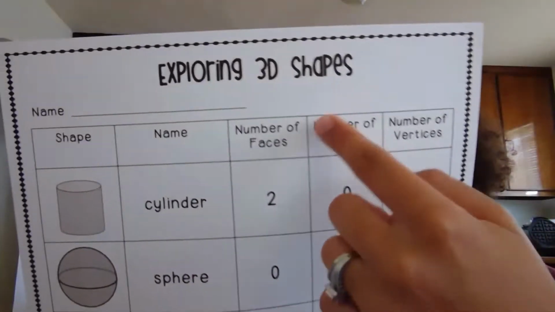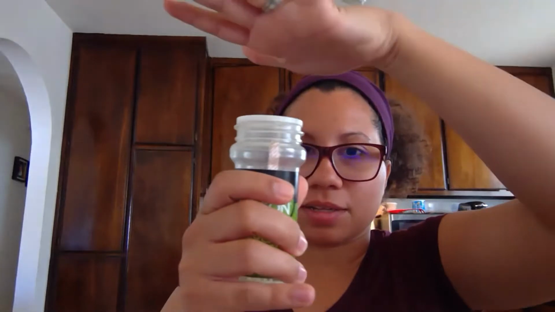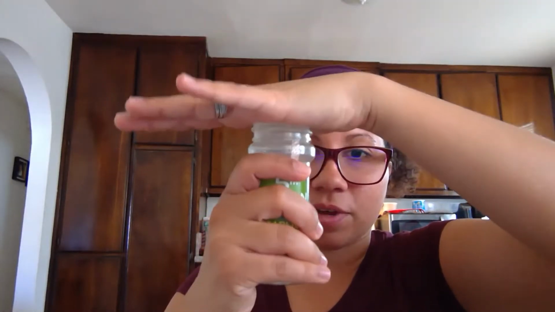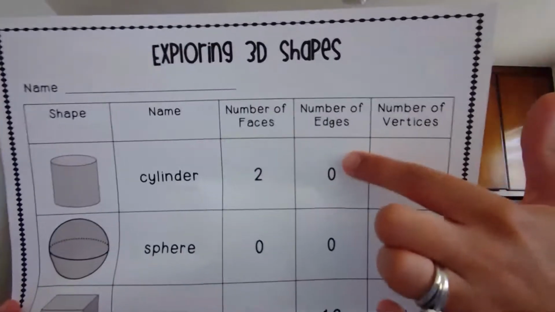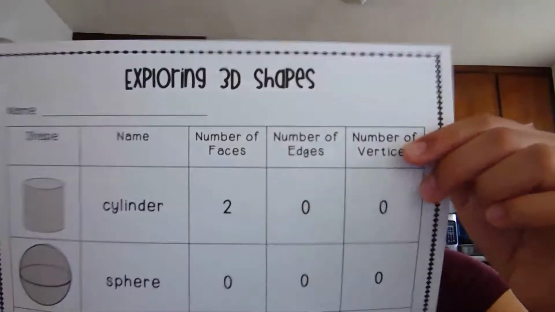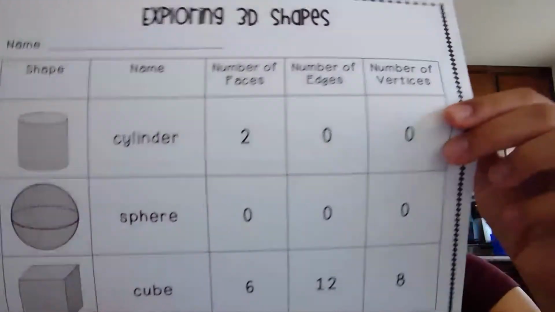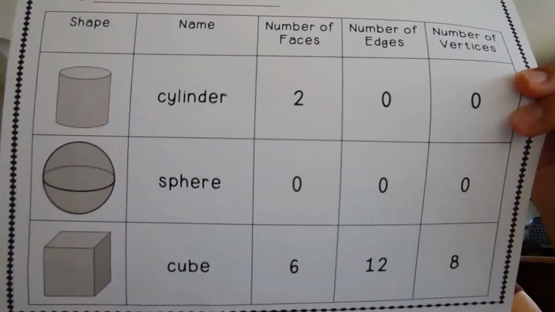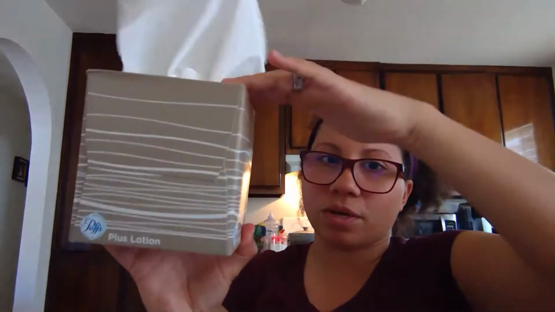Cylinder. It has 2 faces. A face is something that's flat. So we have 1 flat side, 2 flat sides, and then the rest is all round, right? So a cylinder has 2 faces, 0 edges, and 0 vertices. A sphere, which is like a ball, has 0 faces, 0 edges, 0 vertices. A cube has 6 faces, just like my tissue box here. If I were to count 1, 2, 3, 4, 5, 6 on the back, 6 faces.